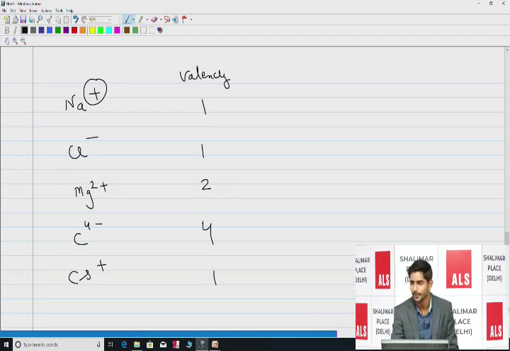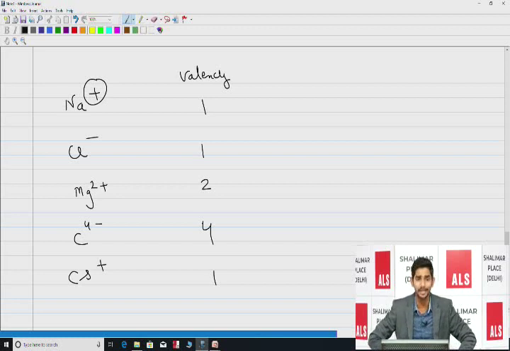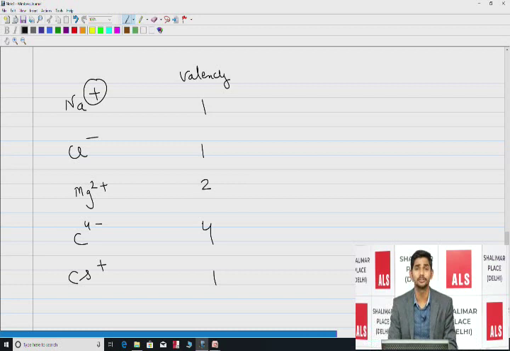If you say cesium plus, this is what? 1. Okay. So valency is nothing but the situation after the achieving of the octet. Okay. So after achievement of the octet, whatever charge is over there, or we can say in the achievement of the octet, how many electrons are participated by the element will be its valency. Or in simple words, you can simply remember it is nothing but the charge for the ionic species over there. I hope it is clear to everyone.